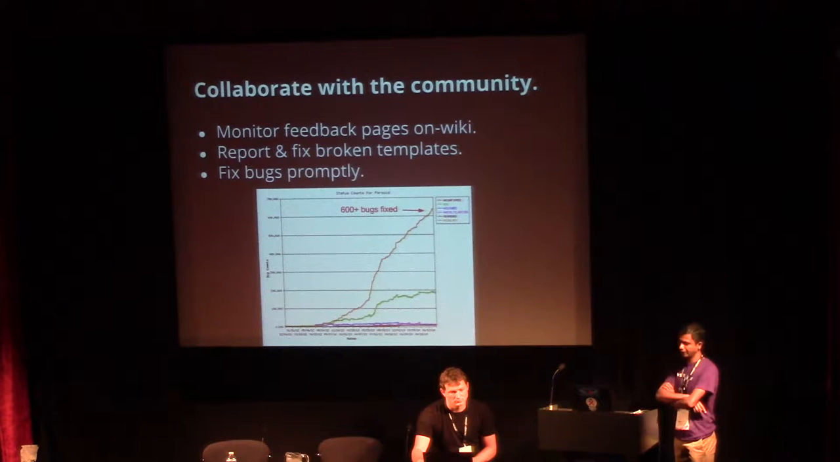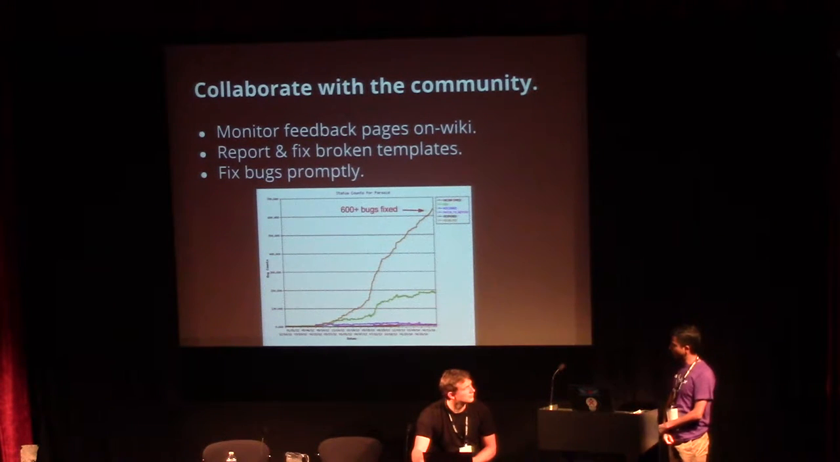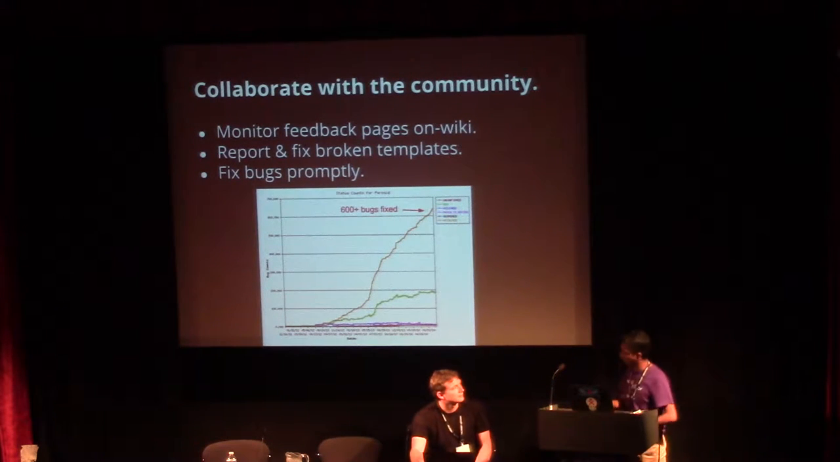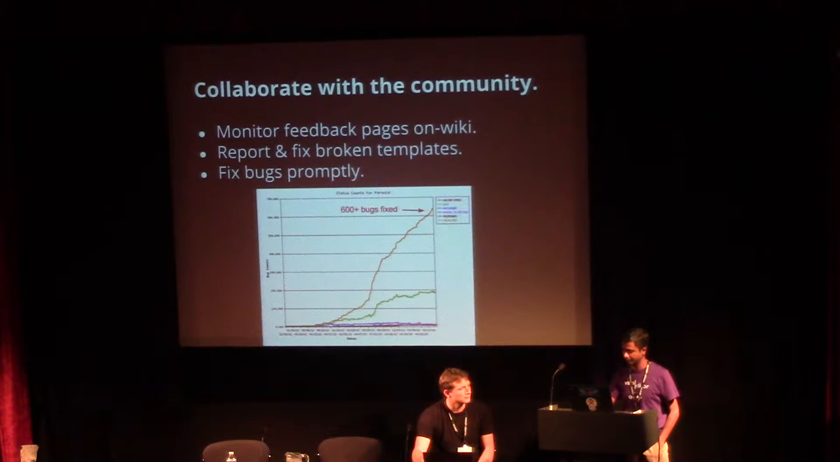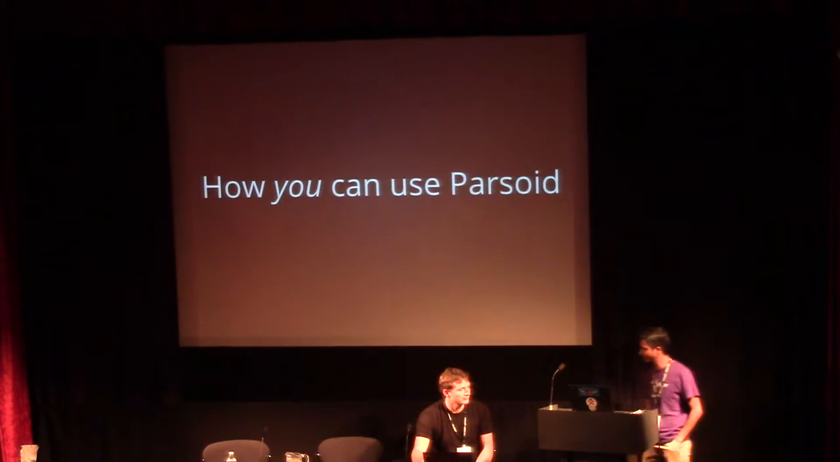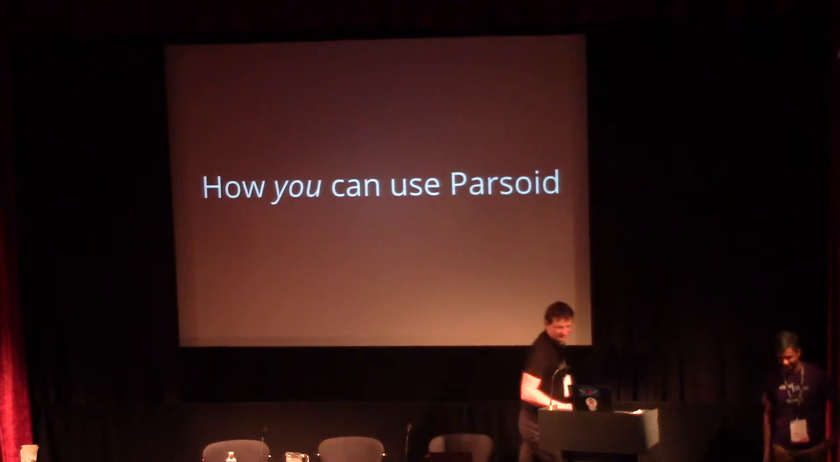And the other thing we also do is try to collaborate with the community. We have been monitoring feedback on various pages, especially the visual editor feedback page, and try to fix problems as we find them. And we also, once in a while, fix broken templates. And now I'll let Gabriel talk about how we can use Parsoid.